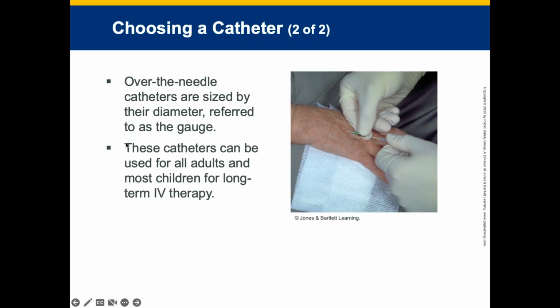All right. So as far as catheters go, over the needle catheters are sized by the diameter, referred to as a gauge. We have 24, 22, 20, 18, 16, and 14 gauge catheters. 24 being the smallest gauge, 14 being the largest gauge. Right? Select the largest diameter catheter that will fit the vein you have chosen, or that will be the most appropriate and comfortable for the patient. Most of the time, 90% of the time, a 20 gauge catheter works perfectly fine. Okay?